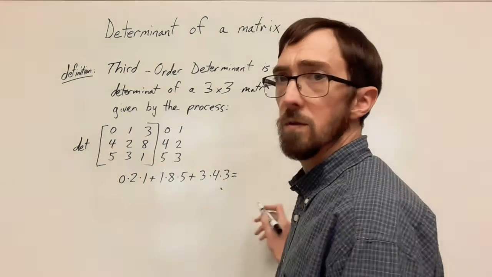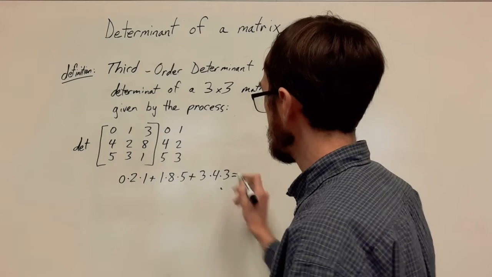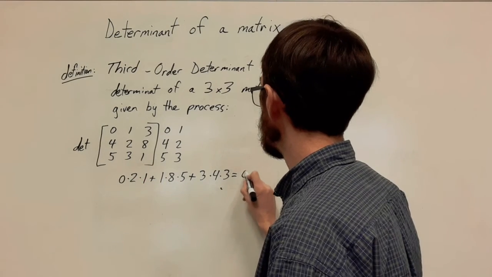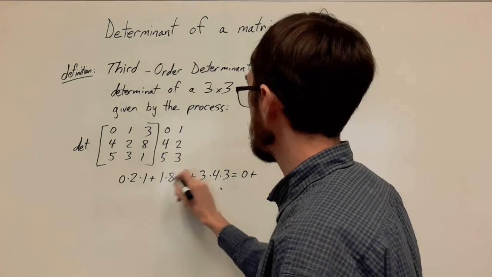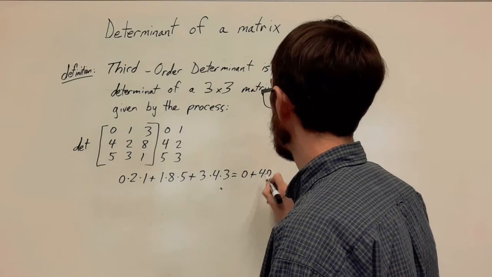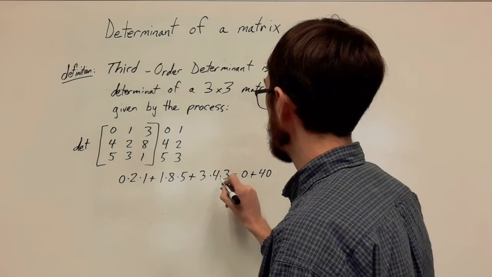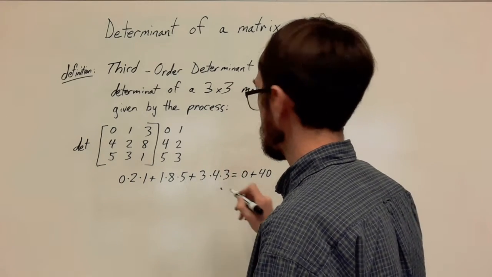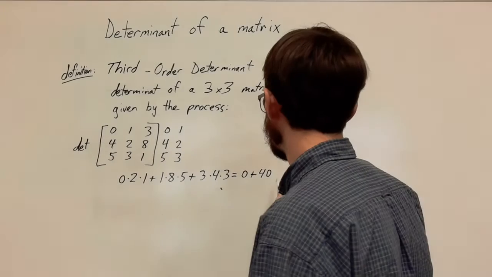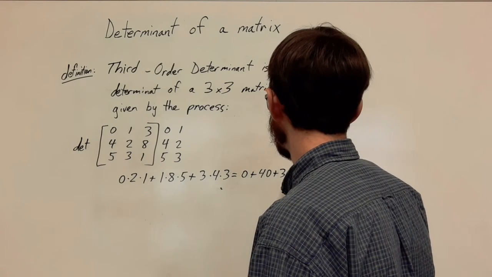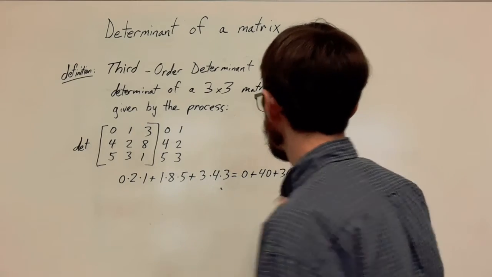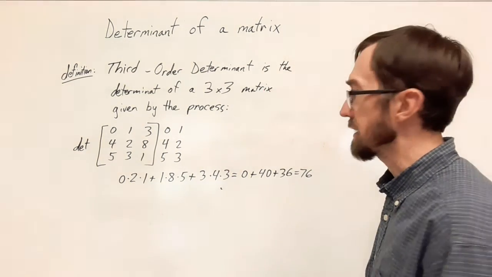And then we can look at what this turns out to be and get an actual number. This first product is going to be 0. The second product is going to be 40. And this third product is going to be 36. Giving us a sum of 76.